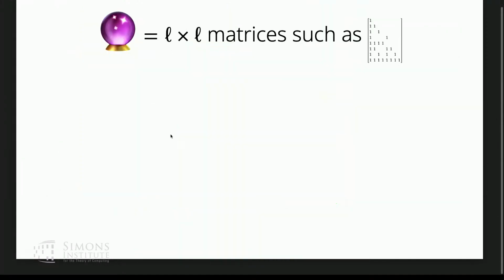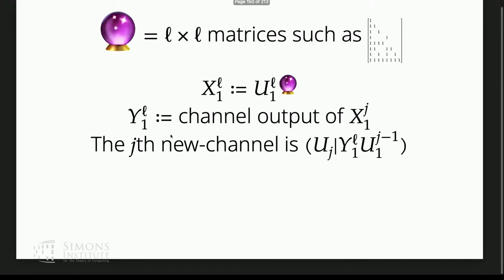So in the previous couple of slides, the magical ball is L by L matrices, such as this one I'm giving here. And then I'm going to let x1 to xL be u1 to uL. This is a row vector multiplied by that matrix. So for example, this L by L matrix. And then I'll let y1 to yL be the channel output if the input is x1 to xL. This should be an L.